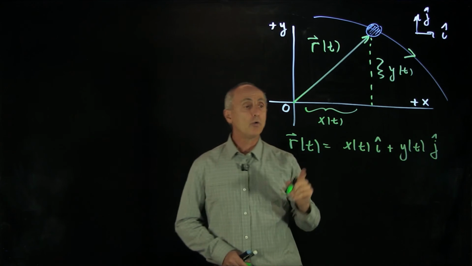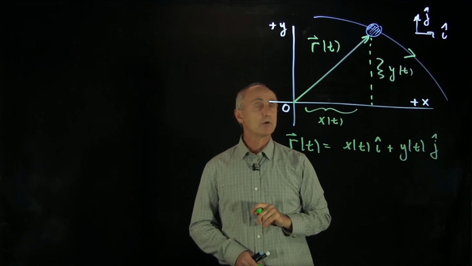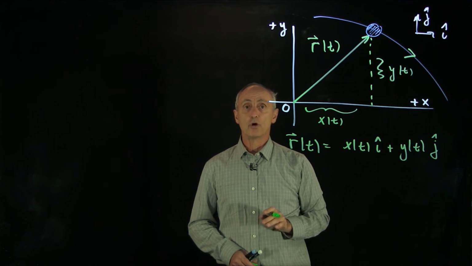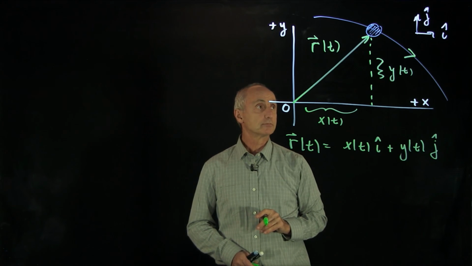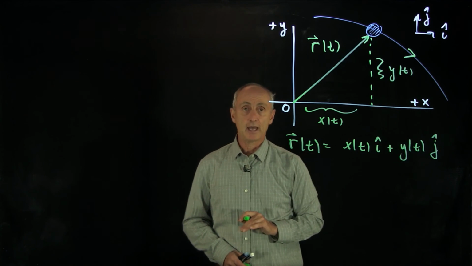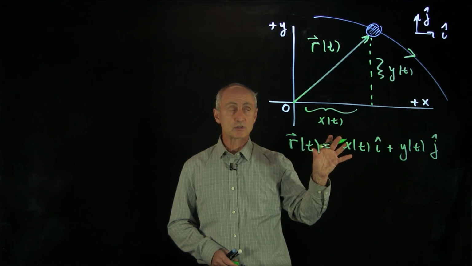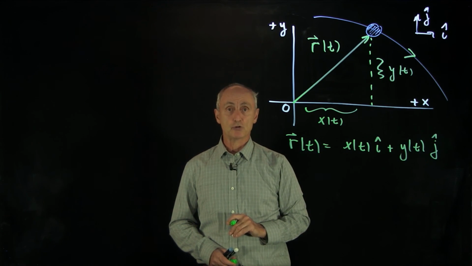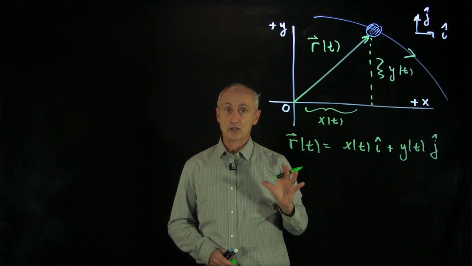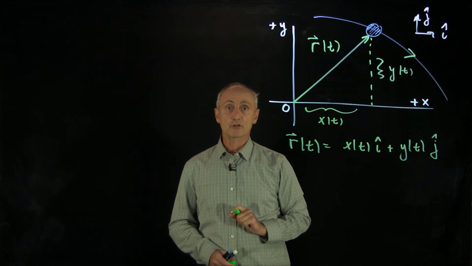And one of our main goals is to figure out what these position functions are for the motion of objects. So this is how we describe an object in a Cartesian coordinate system undergoing two-dimensional motion. What we want to analyze next is what is the velocity of that object.